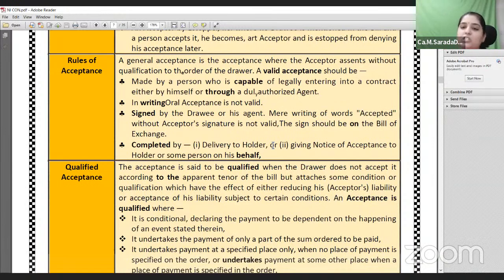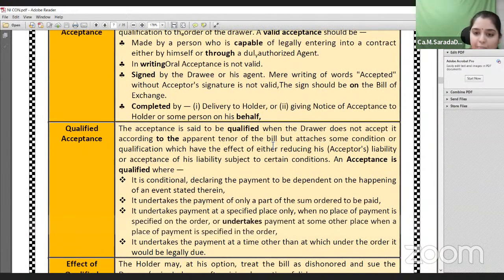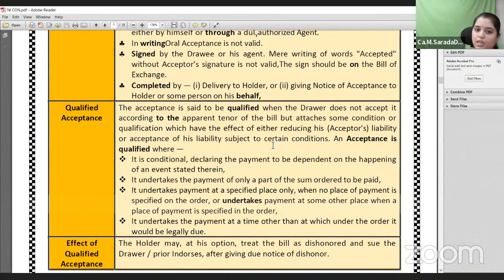So what kind of conditions can be kept by the drawee? The drawee can say that he would make only part payment. The drawee can say that you come to a specific place, then only I'll make payment. Or the drawee can say that he needs some extra time, please extend the due date or the time limit. If such conditions are kept by the drawee on the presentment of a bill before making payment, the holders, the payees or the endorsees, please don't accept such conditions. If you accept such conditions, the prior parties would be discharged from the liability.